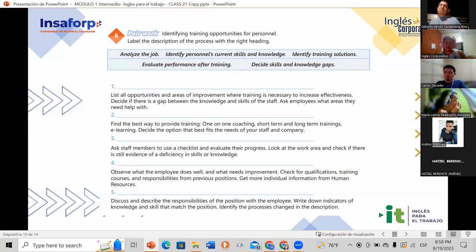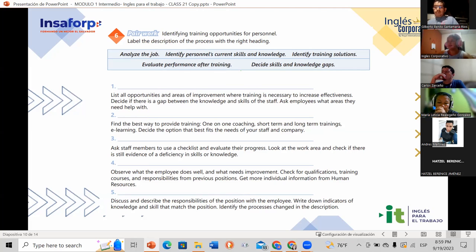We cannot evaluate the performance because after the training, that can be evaluated. But that is not possible to do it now. But with the knowledge that you have, you are able to analyze what they are doing, identify the skills that they have or the knowledge gaps that they have. And then identify the training solutions. Okay. Let me see. I don't know if that is clear, Carlos, or are you still confused with that? No, no, it's okay. That's okay. Okay. I got it. Thank you.